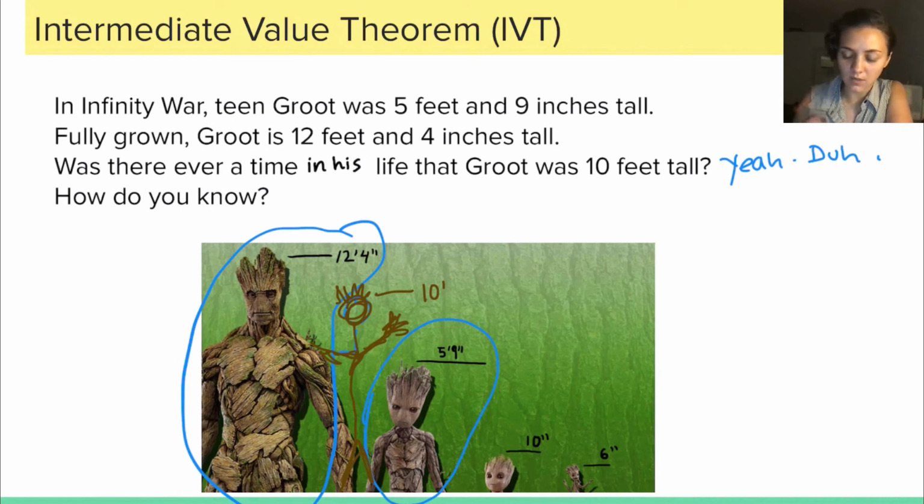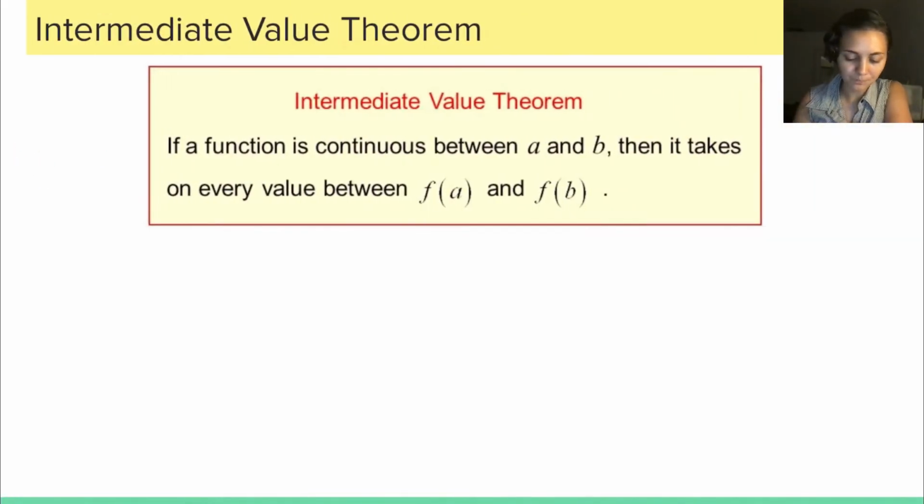So here's the definition of the intermediate value theorem. If a function is continuous between a and b, then it takes on every value between f of a and f of b.